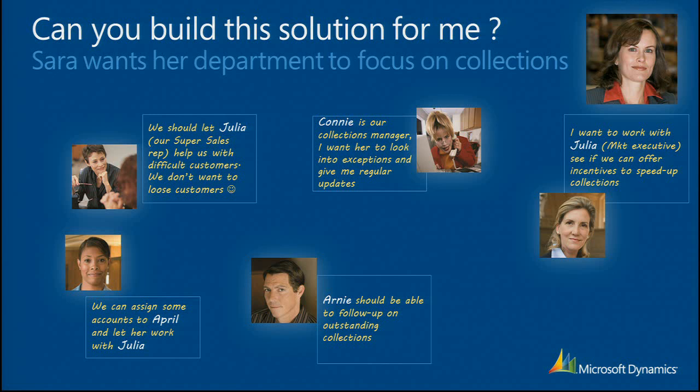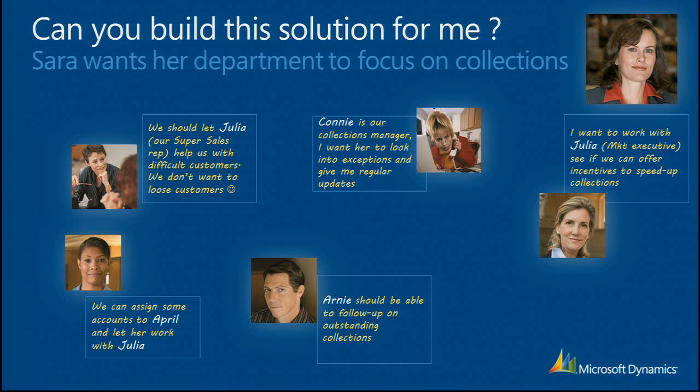But of course, Sarah also has her collections team. Connie is the collections manager. She, of course, generally manages by exception and so on. And of course, there's Arnie and April. They're the real folks who pick up the phone and call and pick up collections and things like that. And then there's Julia, I think that's the other Julia. We have two Julias. The other Julia is actually a sales rep, and Sarah wants them all to work together.